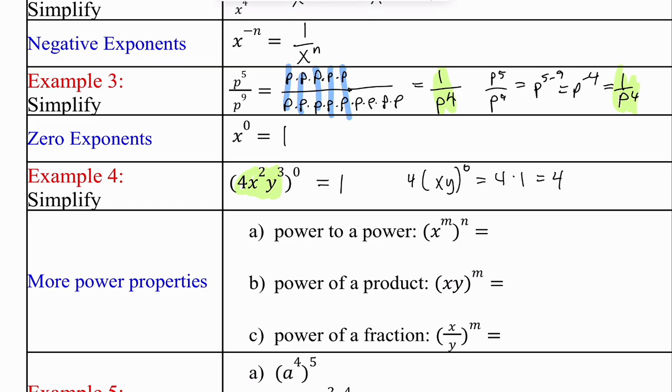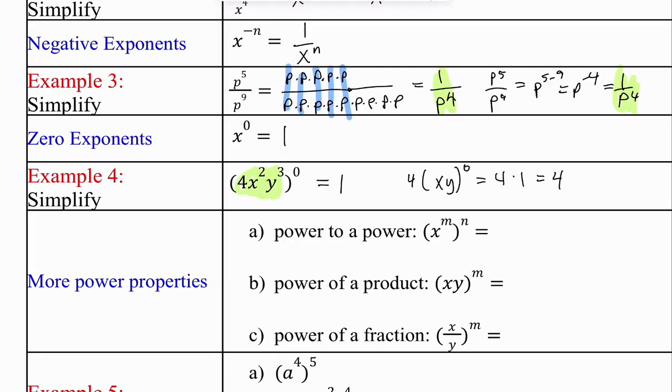Okay, let's keep going. There's some more properties. So let's kind of summarize the properties we have so far. If the bases are like and you're multiplying, add the exponents. If you're dividing, subtract top power minus bottom power. Negative exponents should always be rewritten as a positive. Just flip whatever it's touching. 0 exponents become 1. Now, there's also a power to a power.